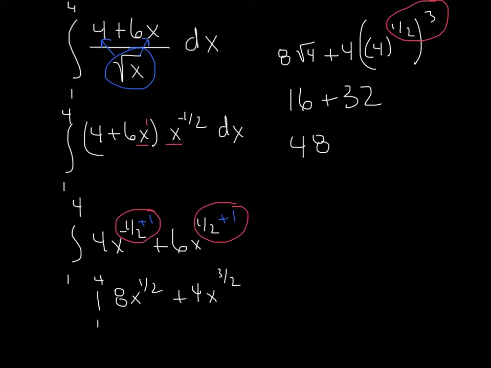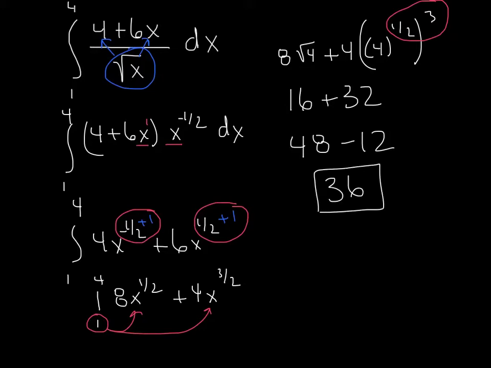Okay, now don't forget, that's just the upper limit plugged in. Now we've got to do the lower limit. Alright, now the nice thing about the lower limit is that it's 1. And anytime you plug 1 into a function, you just end up getting the coefficients, because 1 to any power is just 1. So that ends up being 12. So 48 minus 12 is 36. And that would be the answer to that particular problem.